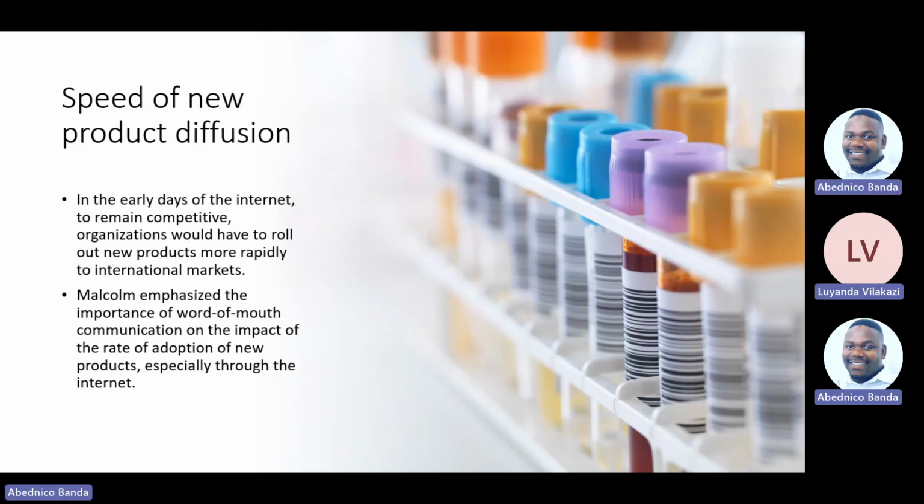In the early days of the internet, to remain competitive, organizations had to roll out new products more rapidly to international markets. So the good thing about the internet is that it is not physically bound. It does not have physical boundaries. So it is borderless. It's something that can be used by someone who is on another continent or in another country.